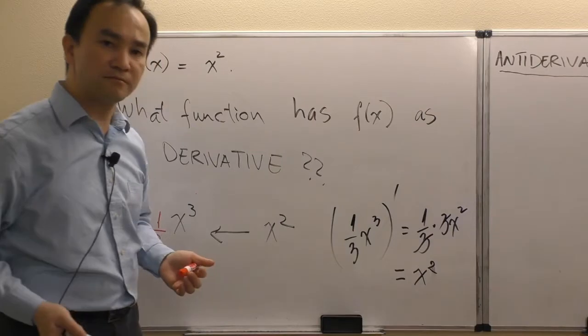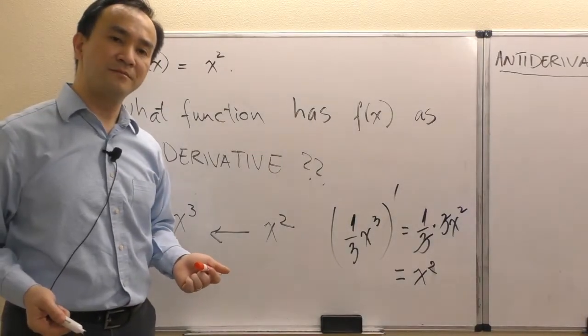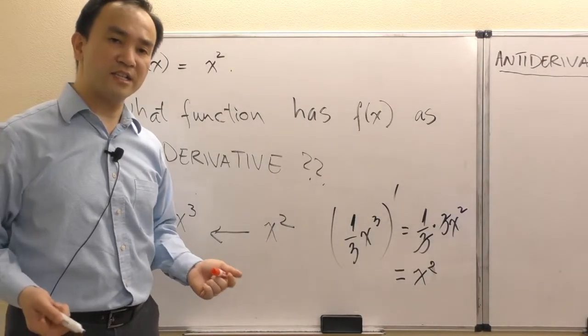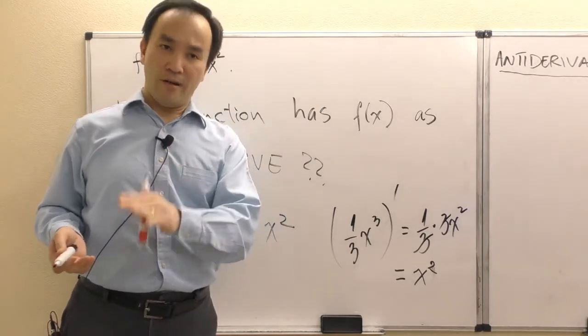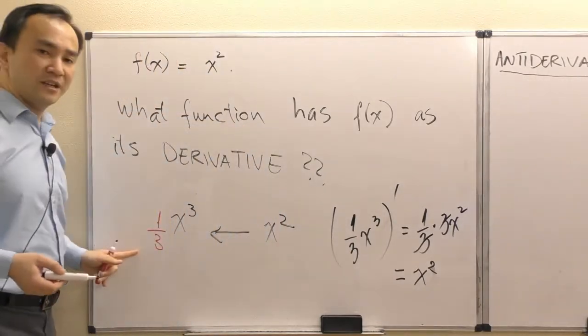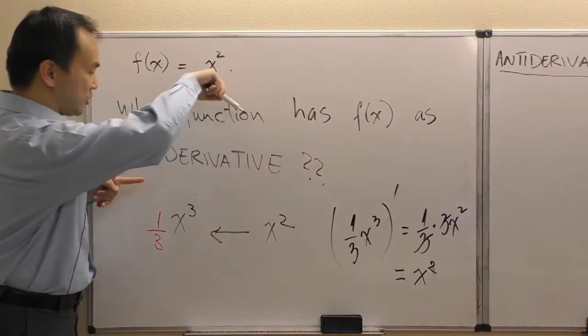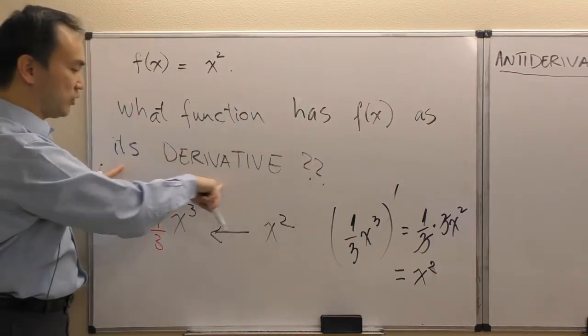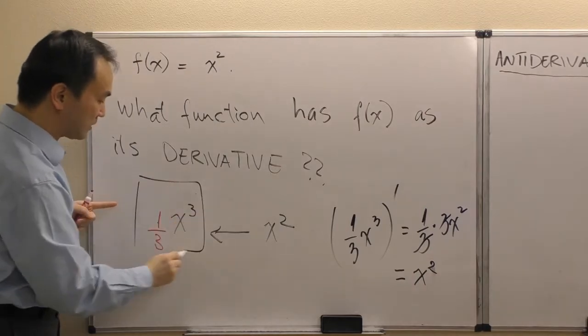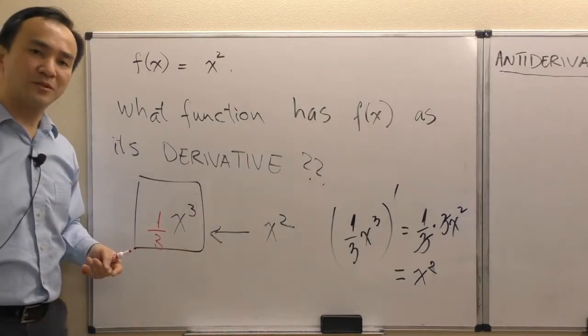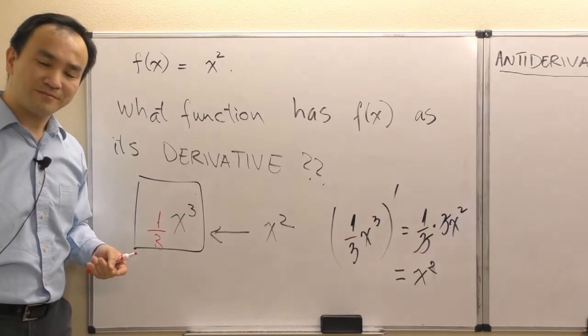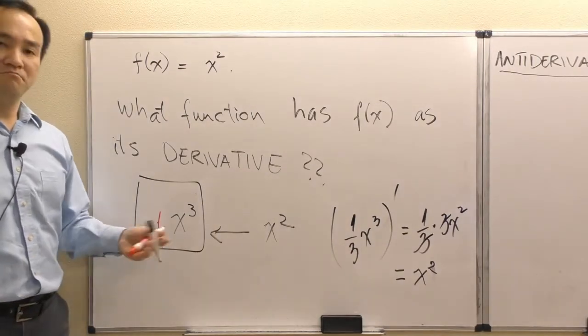And so, now we found our answer. That searching work has now come to an ending point. So, now I'm telling you, what function has x squared as its derivative? The answer is here, 1/3 x cubed. Okay? And so, let's try again.